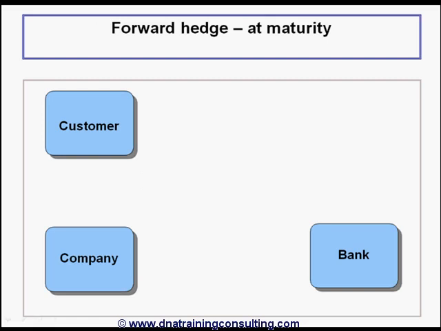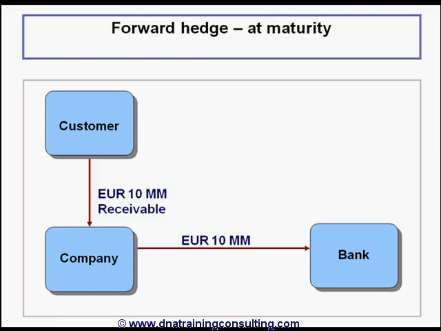More specifically, on the 6-month value date, the company receives 10 million euros from its European customers and delivers them to the bank under the forward. The bank in turn delivers $15.474 million to the company, achieving the exact effect intended under the hedge.